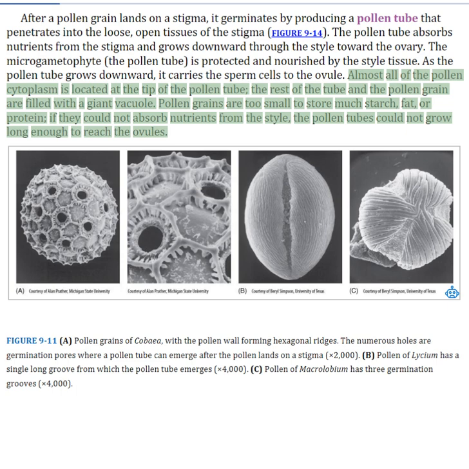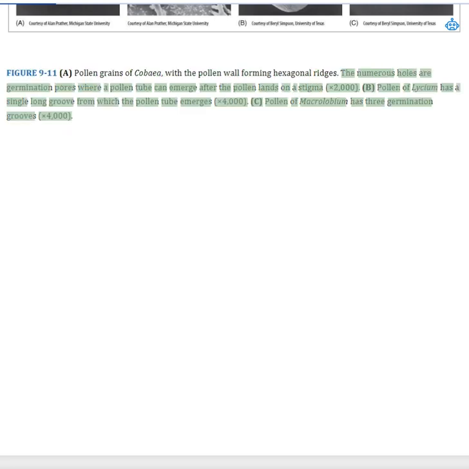Pollen grains are too small to store much starch, fat, or protein. If they could not absorb nutrients from the style, the pollen tubes could not grow long enough to reach the ovules. Figure 9.11: pollen grains of Cobaea, with the pollen wall forming hexagonal ridges. The numerous holes are germination pores where a pollen tube can emerge after the pollen lands on a stigma.